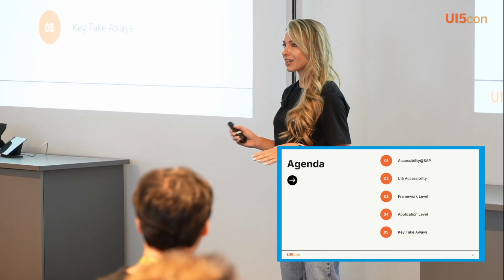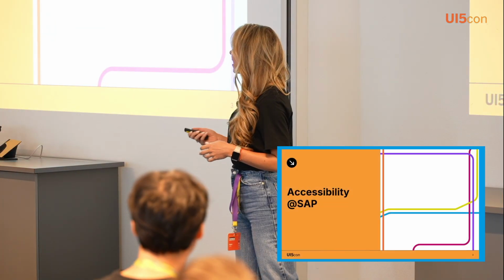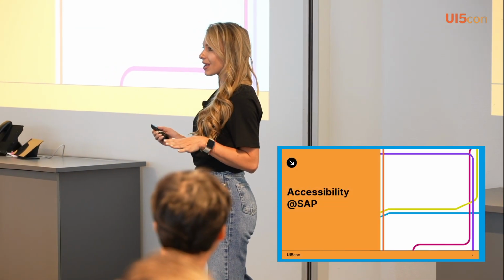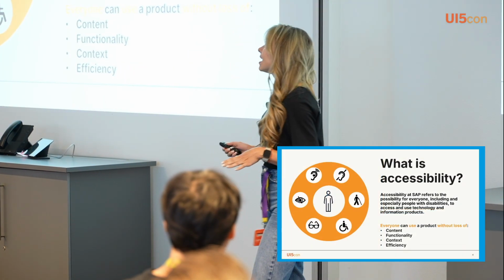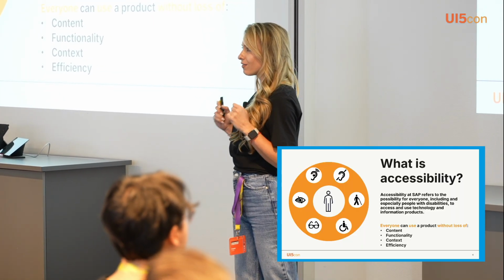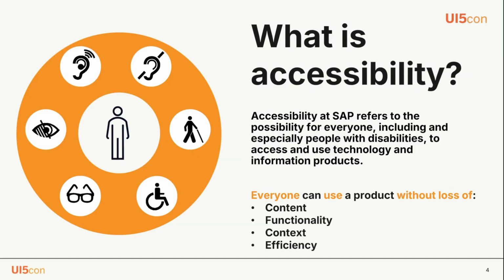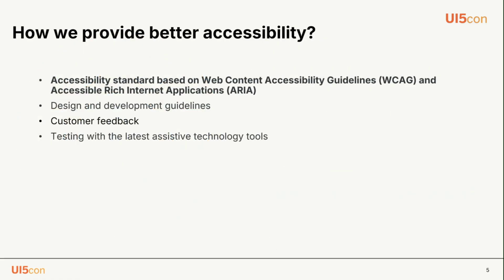And we have prepared a couple of key takeaways, hoping that you take them with you. Let's get right into it. What does accessibility mean for SAP? What is accessibility? Accessibility is the opportunity for everybody to use any kind of application without loss of context, without loss of efficiency, without loss of functionality, and without loss of content. And how do we ensure that in SAP?